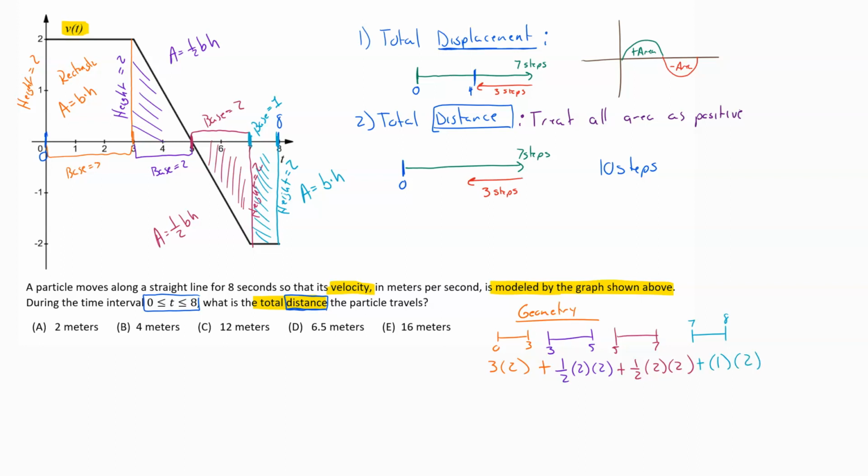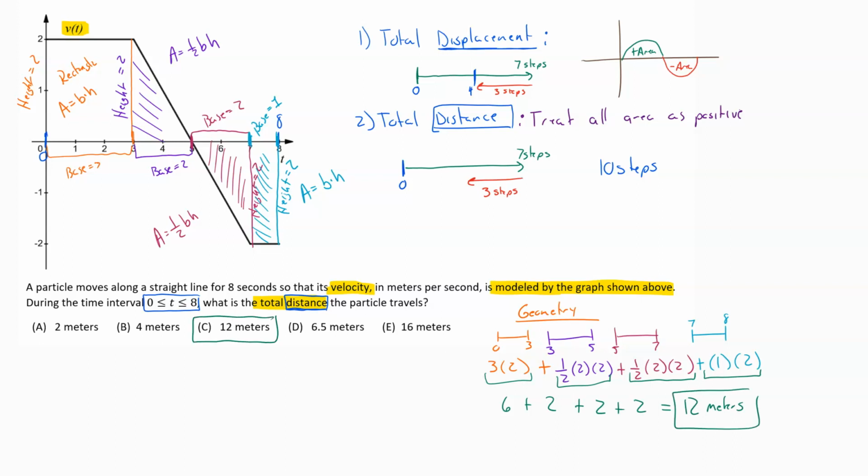And now we just bring it all back together and keep it all positive. So out of here, I'm going to get 6 plus 1/2 of 4 is 2, plus another 1/2 of 4 is 2 again, and then plus this last area, 1 times 2 is 2. So we get 6 plus 6 is going to end up giving us 12, and we're talking meters, so this would be 12 meters. That's our total distance traveled.